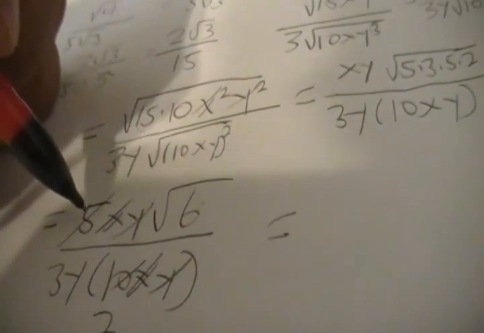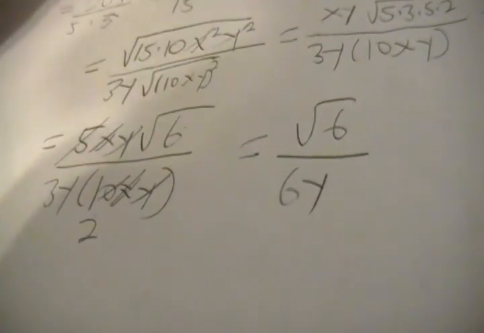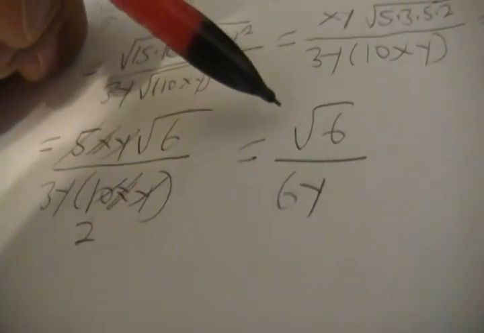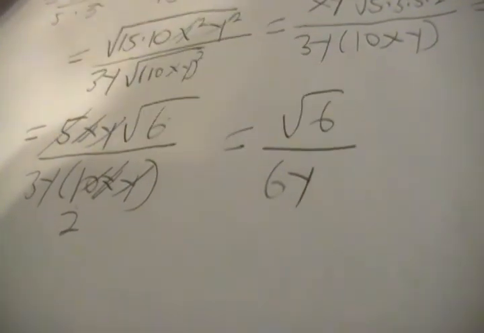So what's left on the top? We have radical 6. What about the bottom? 3 times 2, which is 6. And then we have a y left over. So the answer is radical 6 over 6y. It's amazing how you go for something pretty complicated, say square root of 15x squared, and then you get something simple.